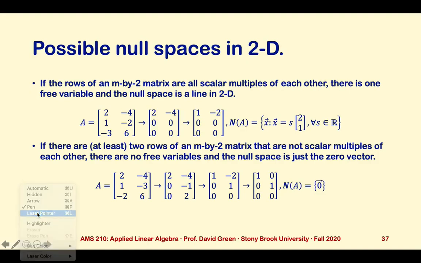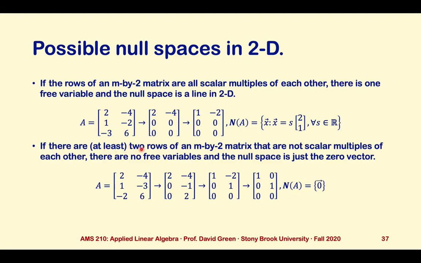In the two-dimensional case, for the null space to exist in 2D, the matrices have to have two columns, right? There has to be two variables. And so if we have an M by 2 matrix and all of the rows are scalar multiples of each other, as in this example, then when we move to a reduced row echelon form, we'll have one pivot and one free variable. That means we'll end up with one special solution. Our null space will be all linear combinations of that one vector. That's a line that passes through the origin.